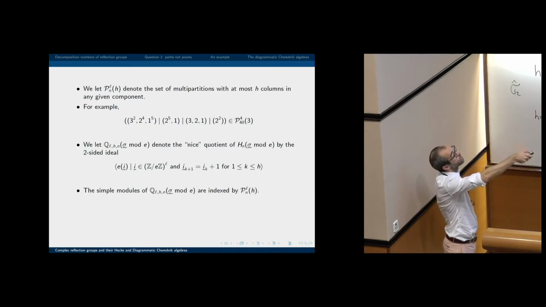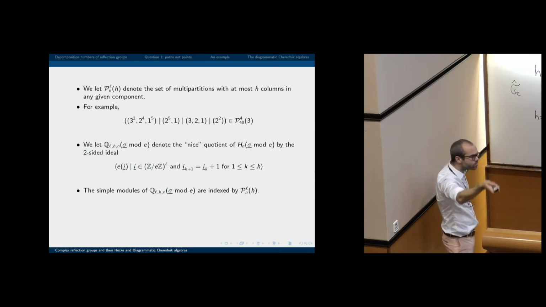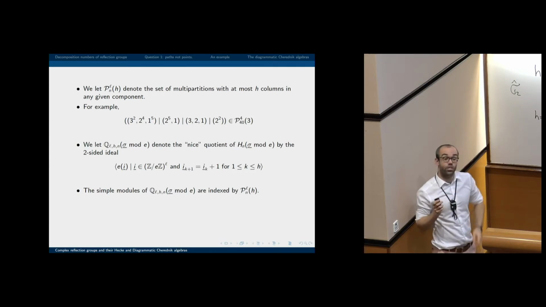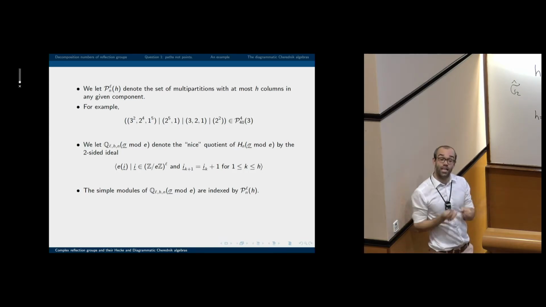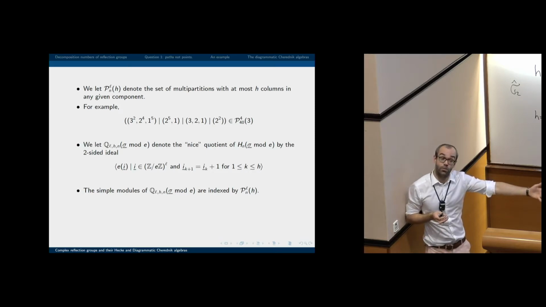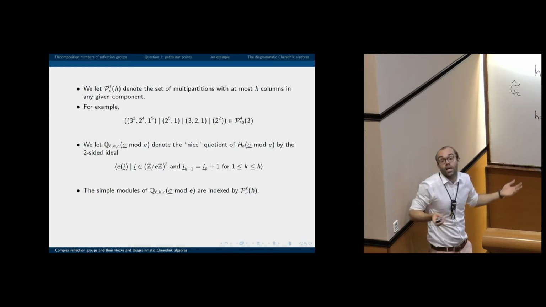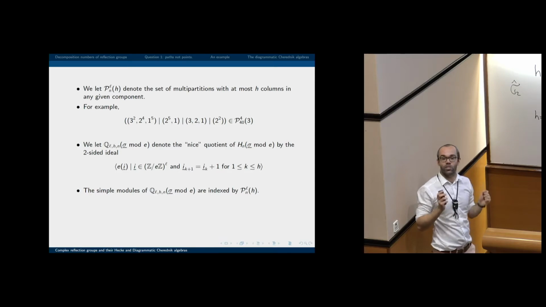You can define this two-sided ideal for any weighting, right? It's a two-sided ideal. It's got nothing to do with the cellular structure. But if you pick your cellular structure nicely enough, this is actually a cell ideal. And the fact that it is a cell ideal means that the quotient algebra that you're interested in also has a cellular structure, so you have a chance at understanding it.